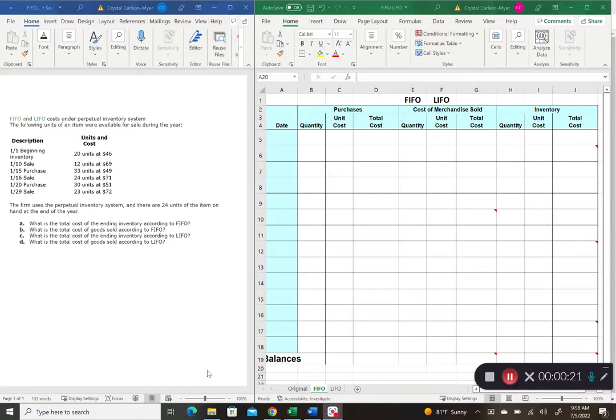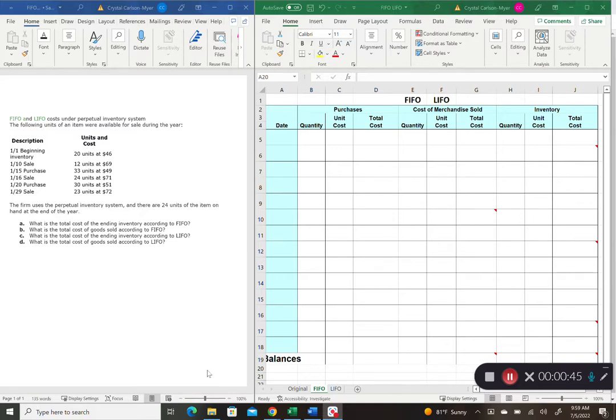Each company individually can choose which method they would like to use. There are some tax implications regarding these, so make sure to review your textbook if you want to go into the details of why a company would choose FIFO over LIFO. I'm not going to go into the theory behind it today. I'm just going to help you work through a problem so that you know how to tackle these types of problems in your financial accounting course.